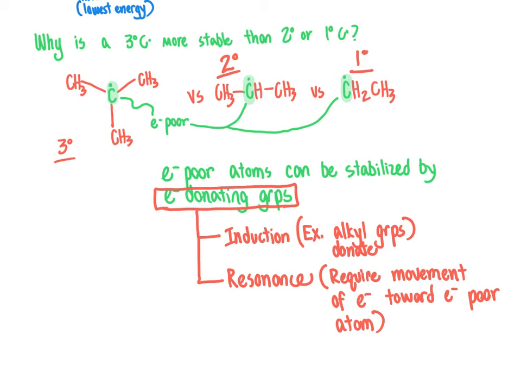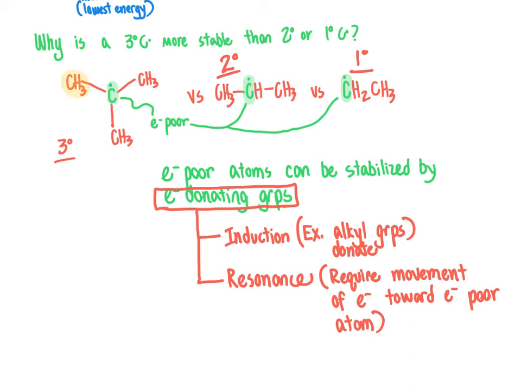We have no pi bonds, so we have nothing to move within this molecule because any movement of that unpaired electron is going to end up going over the octet rule for some atom in the molecule. We can never go over the octet rule in resonance. So we're left with induction as the only way to stabilize this molecule. And when we take a look at the tertiary carbon radical, what we see is that we have three electron donating groups that are directly bonded to the electron-poor radical.